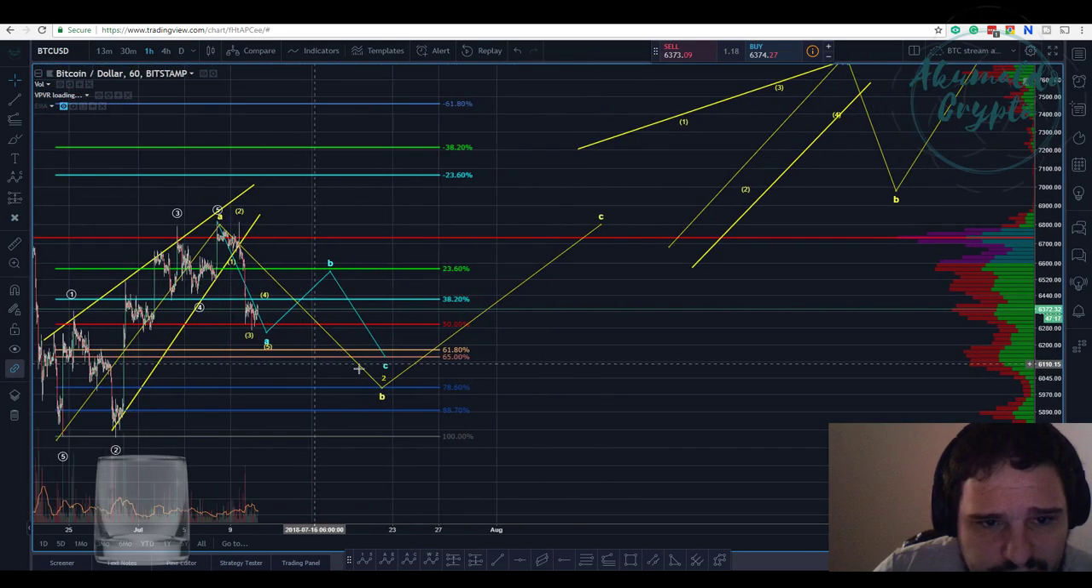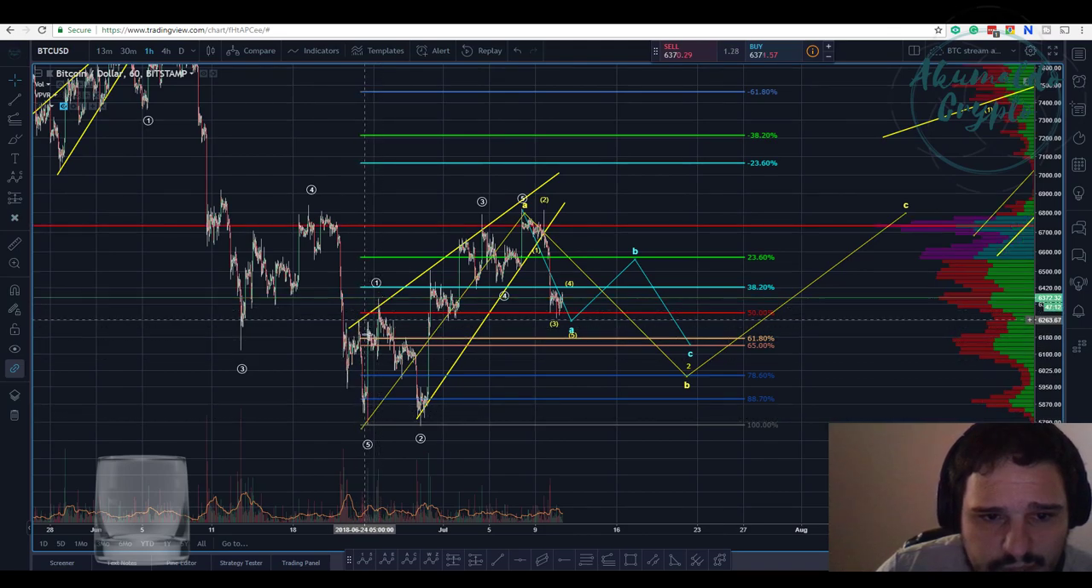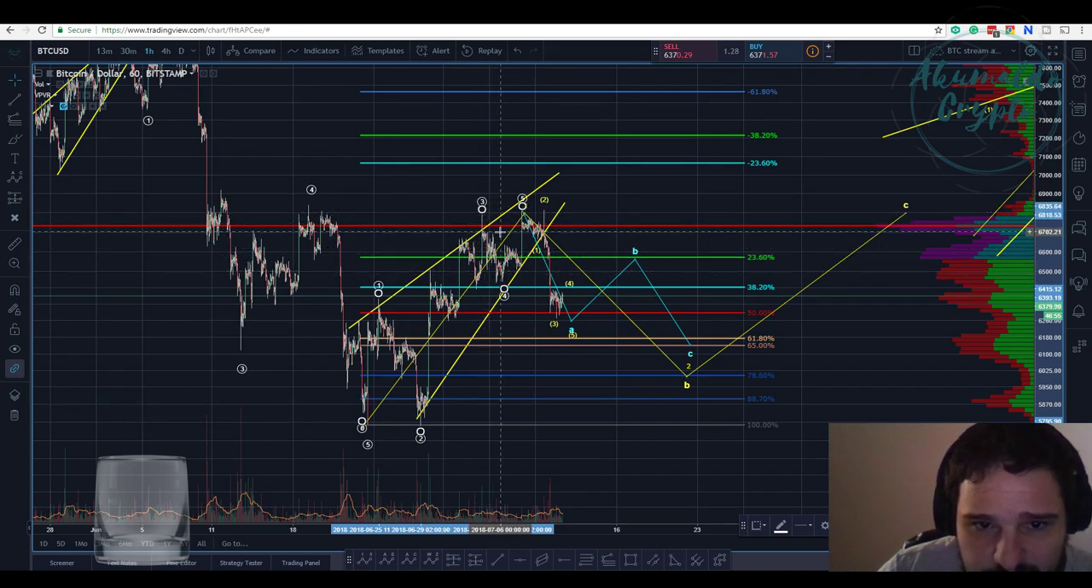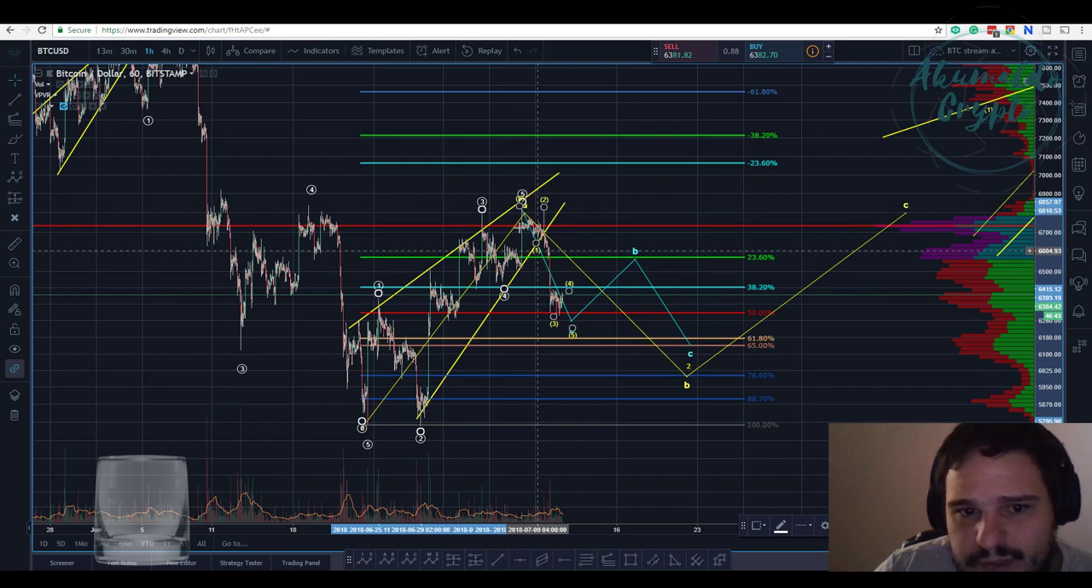At least for me, it's pretty clear, huh? 1, 2, 3, ABC, wave one, AB. Here we have our ABC two, AB, C, okay, for wave 3, A, this one is not clear, but A, B, C, wave 4, A, B, C, 5, we tried to touch the top of the wedge, but we couldn't, then we start falling, yeah?